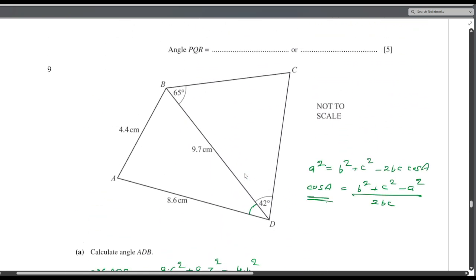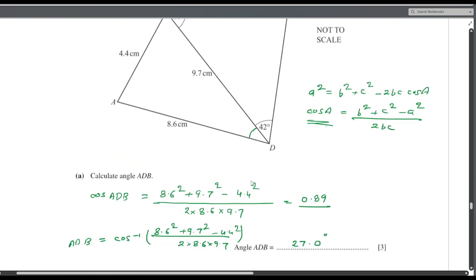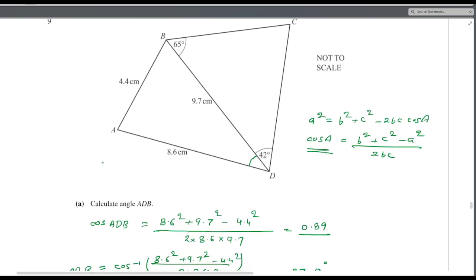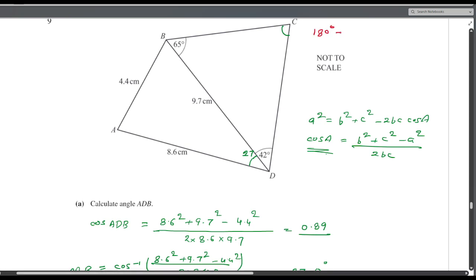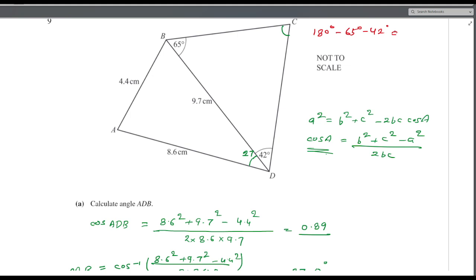Now calculate DC. So this angle is 27. For the DC length, this angle will be 180 degree minus 65 degree minus 42 degree. So 180 minus 65 minus 42 is 73. So this angle is 73.